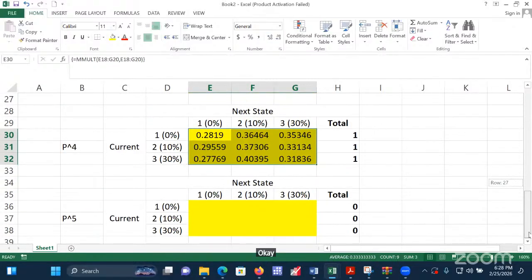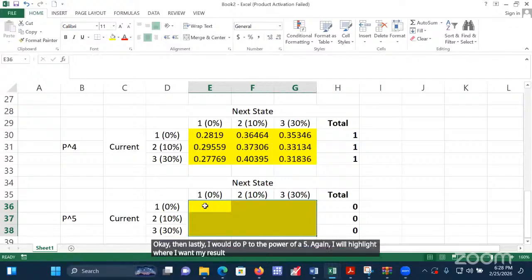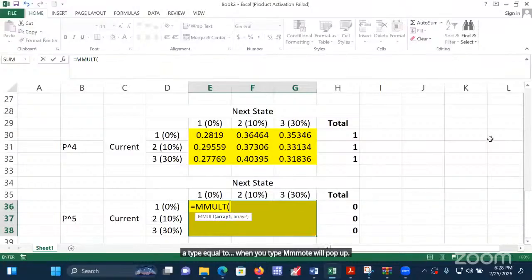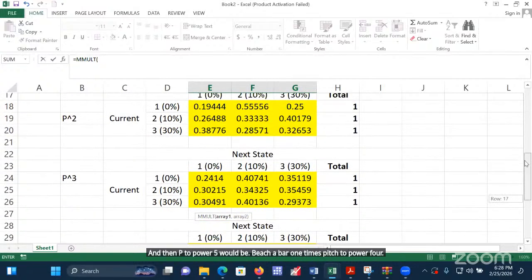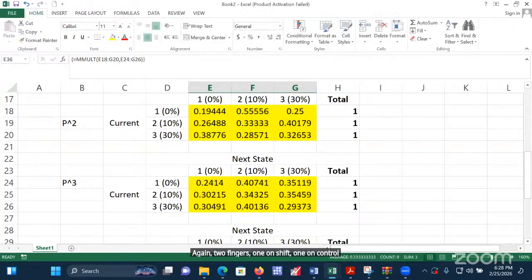Then lastly, I'll do P to the power of 5. Again, I will highlight where I want my result to be. I type equal to M mod. When you type, M mod will pop up. And then P to the power of 5 will be P to the power of 1 times P to the power of 4. It's also P to the power of 3 times P to the power of 2, whichever one you like, you can use. So I'll use P to the power of 2 times P to the power of 3. Again, 2 fingers, one on shift, one on control, and I type enter. Then I have my results.